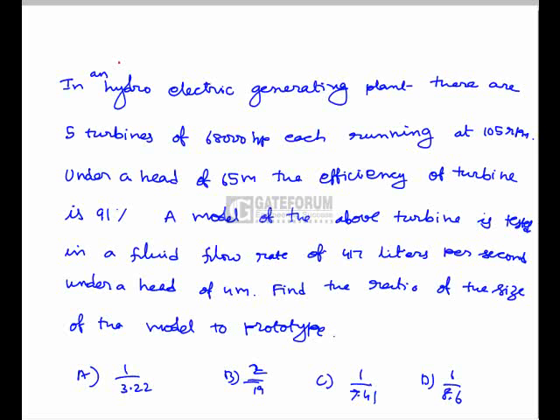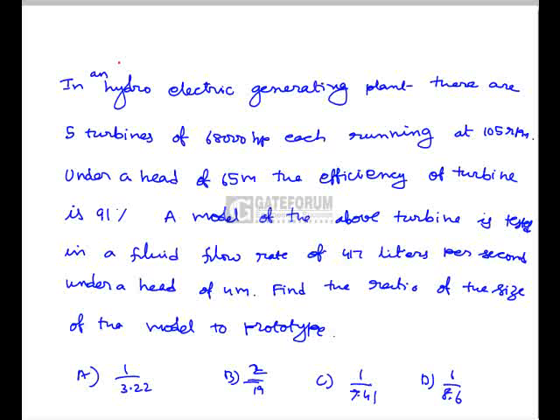In a hydroelectric generating plant there are 5 turbines of 680,000 HP each running at 105 rpm under a head of 65 meter. The efficiency of the turbine is 91%. A model of the above turbine is tested with a fluid flow rate of 417 liters per second under a head of 4 meter. Find the ratio of the size of the model to the prototype.